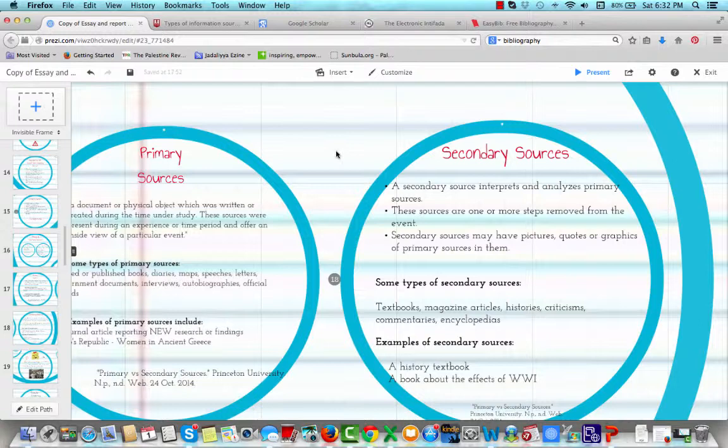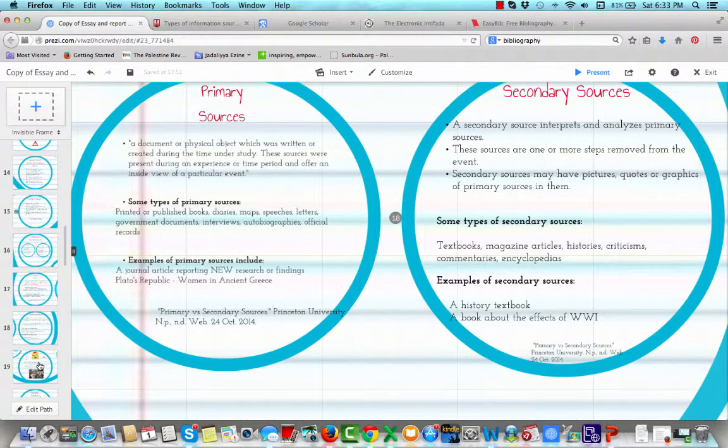Another example is An Introduction to Essay Writing, the EL 121 short story book. The book itself, the one in your hand, is the primary source. If I decide one day to write a review of the book itself and I publish it, that review would be the secondary source, because I am interpreting and analyzing that book. So they may have pictures, quotes, and graphics of the primary source, but it doesn't mean it's a primary source. So textbooks, like the heavy history textbooks that you had in middle school or high school, science textbooks, magazine articles, criticisms, commentaries, even encyclopedias. These are usually secondary sources.